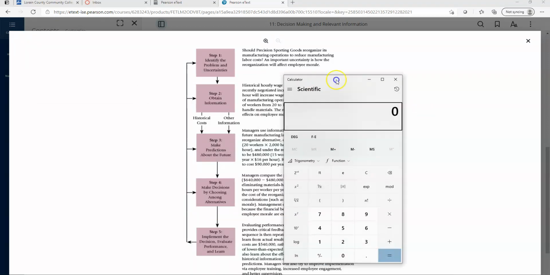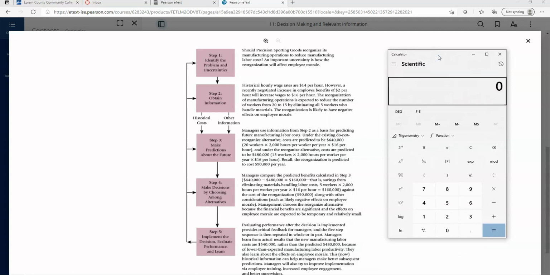So let's take a look here and figure out what that difference is going to be. Well, first of all, there's a difference between the labor costs as they currently are if we do not reorganize, and the cost of labor if we do reorganize of $480,000. So the difference is $160,000. Now the reorganization plan is going to cost us $90,000. So that $160,000 in savings is going to be reduced by the cost of reorganizing. So altogether, our plan will save us, on paper anyway, $70,000.